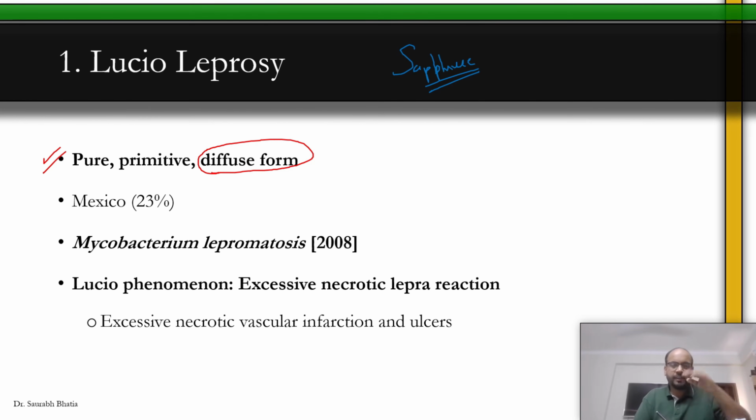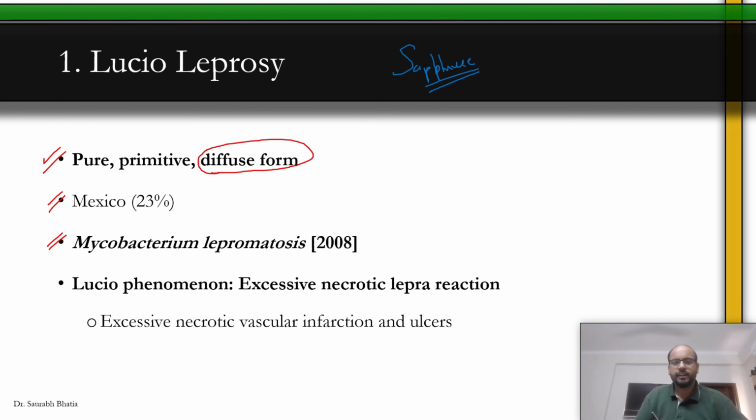Okay, you don't. It may seem like lepromatous leprosy, but in lepromatous leprosy, you have delineated plaques of infiltration at least. While in Lucio leprosy, you have a diffuse involvement of the body in the form of infiltration. It was described in Mexico. In fact, most of the time, about one-fourth of the cases are in Mexico only. Other countries like Costa Rica and South American countries, and in fact, rising incidence has been found in the Southeast Asian countries also. The organism involved has been touted to be Mycobacterium lepromatosis, discovered in 2008.